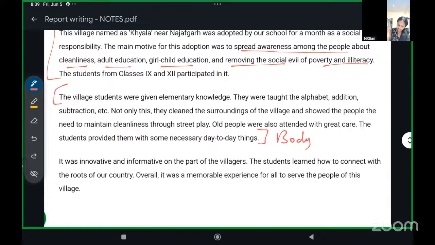It was innovative and informative on the part of the villagers. Students learned how to connect with the roots of our country. Overall, it was a memorable experience for all to serve the people of this village. Conclusion. Okay, that is your conclusion.